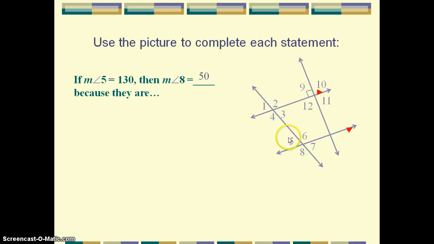Now these two angles aren't any of our special angle pairs. This is just something that we already know. These two angles are a linear pair, which means they're supplementary.